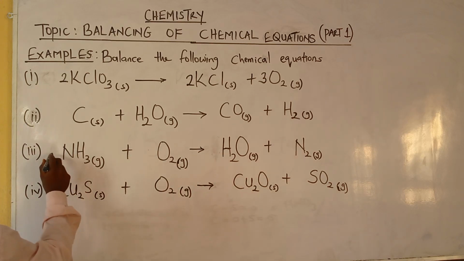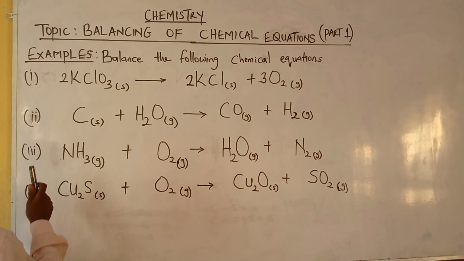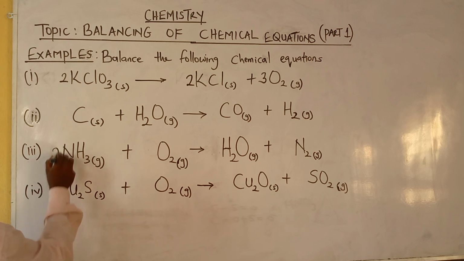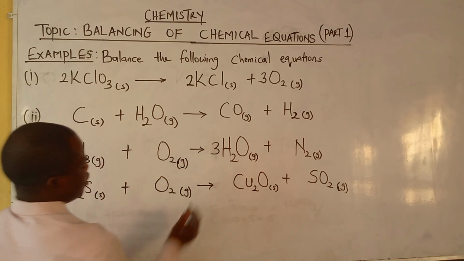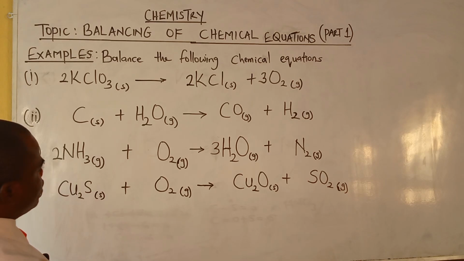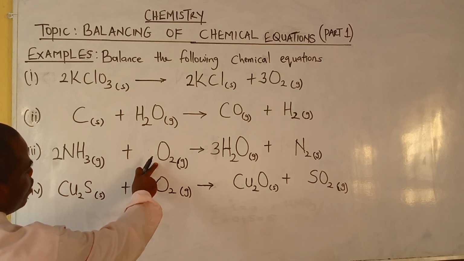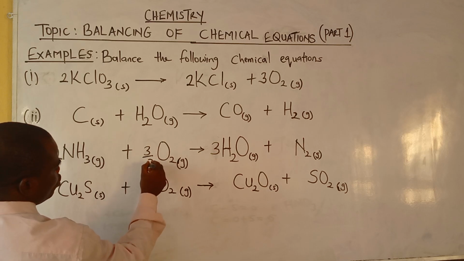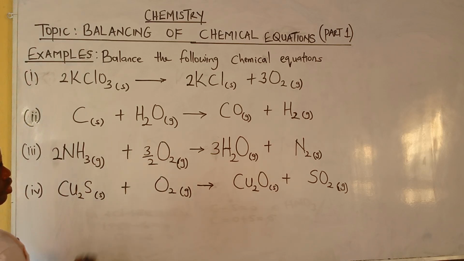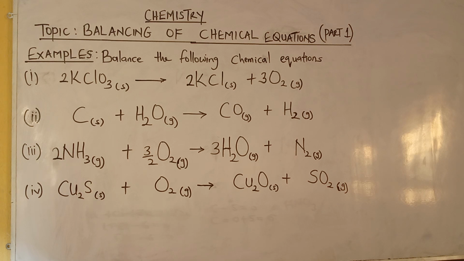It won't go. If you put 2 nitrogen, 2 nitrogen, 6 hydrogen, 6 hydrogen, we need 3 oxygen here. What are we going to do? We can have 3 over 2. That's 2, we cancel these 2. That gives us the 3 oxygen.